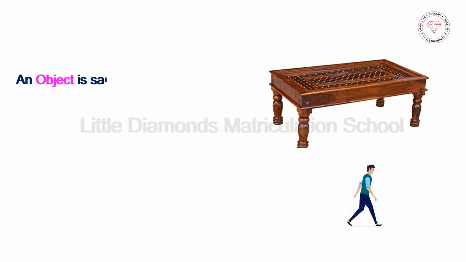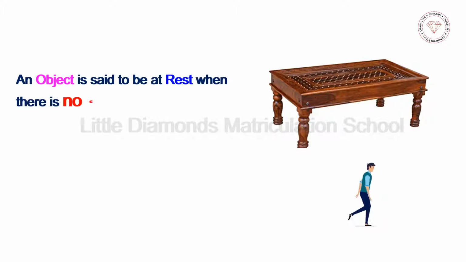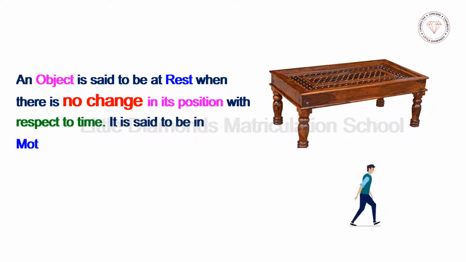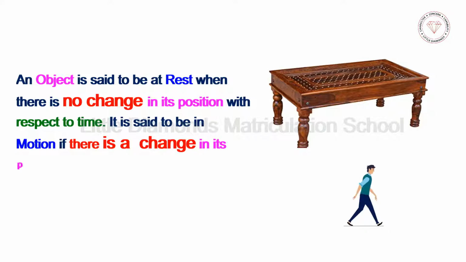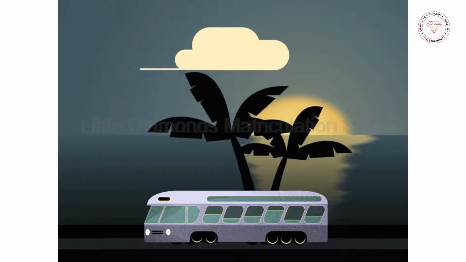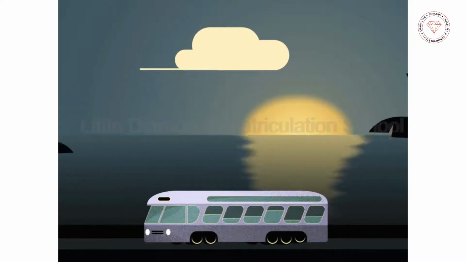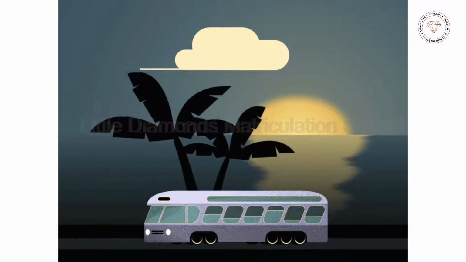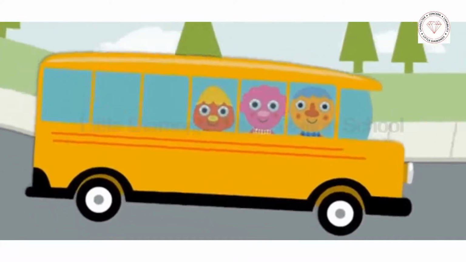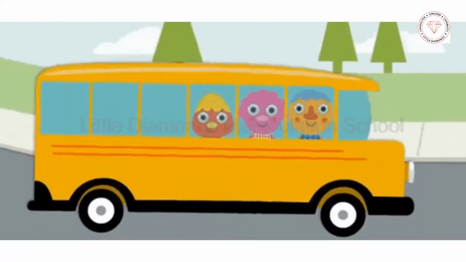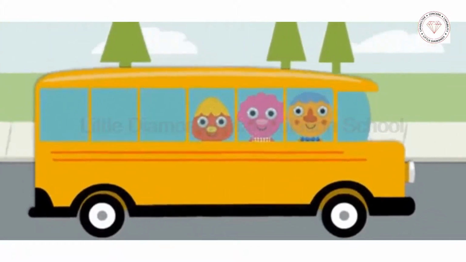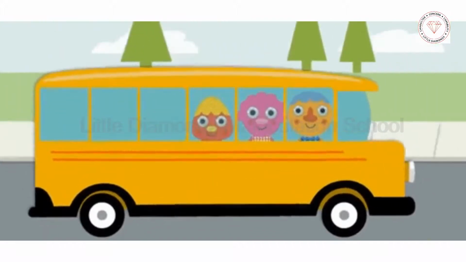An object is said to be at rest when there is no change in its position with respect to time. It is said to be in motion if there is a change in its position with respect to time. Rest and motion are relative. While traveling in a bus, we feel that the trees seem to move backwards and the things inside the bus are at rest or stationary. But when we stand near the tree, we will notice that the tree is at rest and the bus and the things in it are in motion.